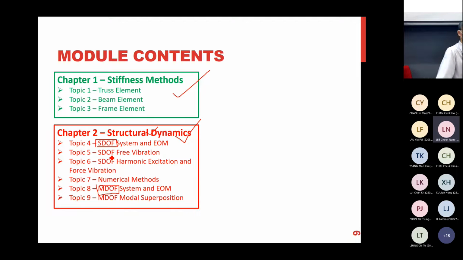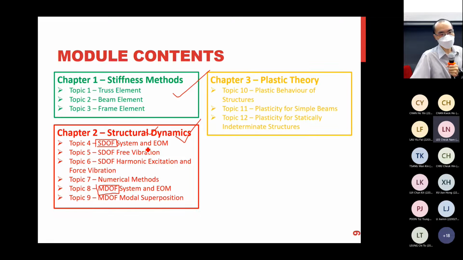There are two very classical systems we are going to discuss in structural dynamics. Almost all the textbooks use this terminology, SDOF, MDOF. They are the so-called single degree of freedom and multiple degree of freedom systems. You will learn how to handle a structure under dynamic loadings in chapter 2. And then chapter 3, plastic theory.